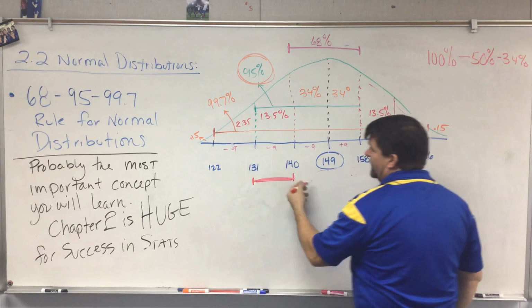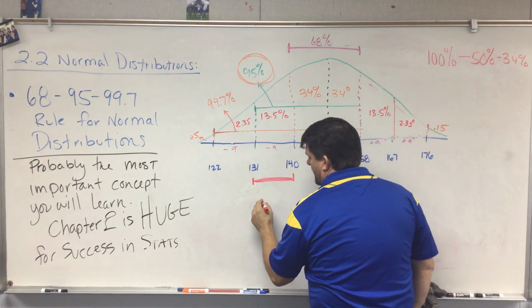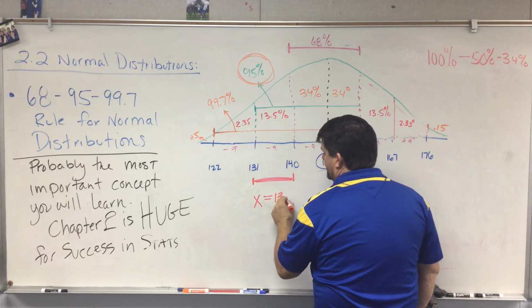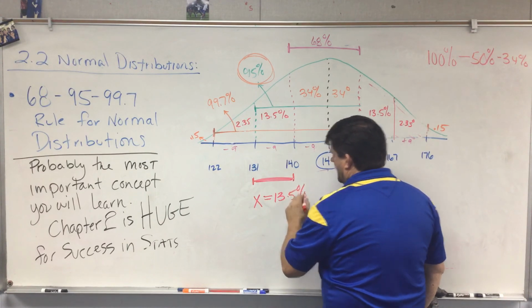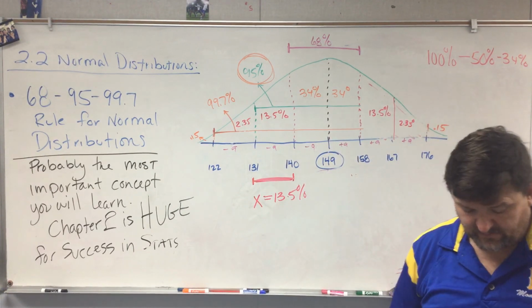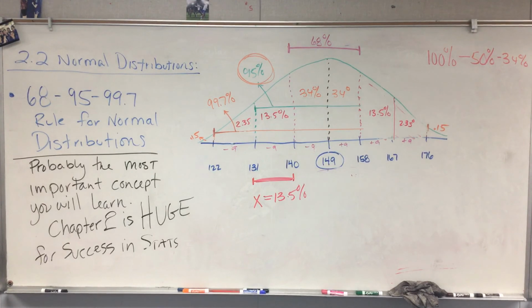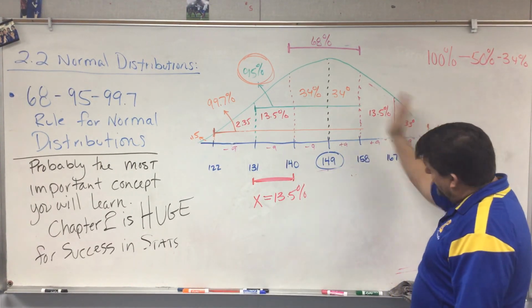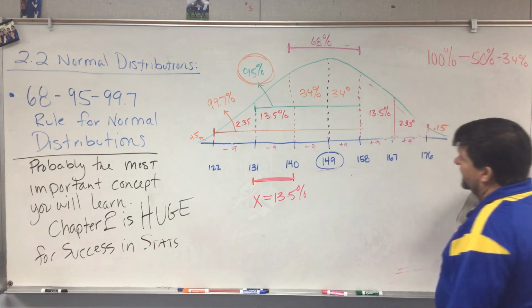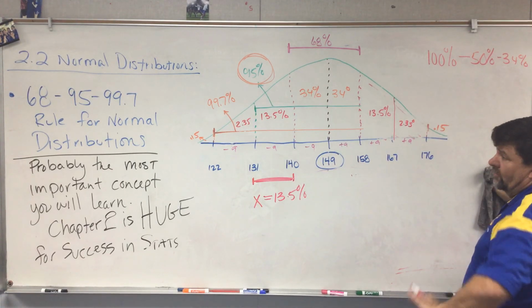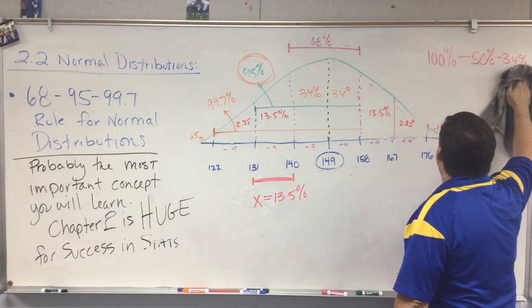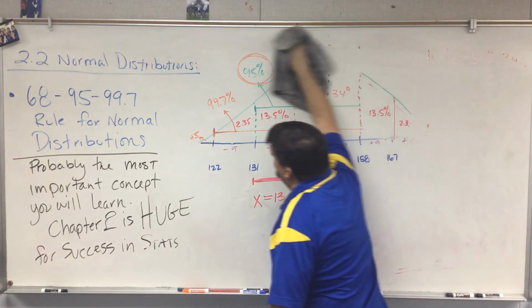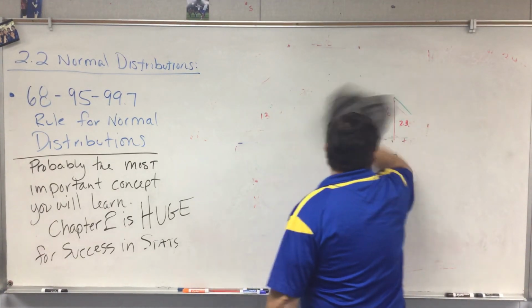So if we're looking at 131, 13.5% of the boys are between 131 and 140 centimeters tall. Okay, so that's kind of how we deal with our standard deviations and the basic rule for it. That's the 68, 95, 99.7 rule. So let's tackle that.